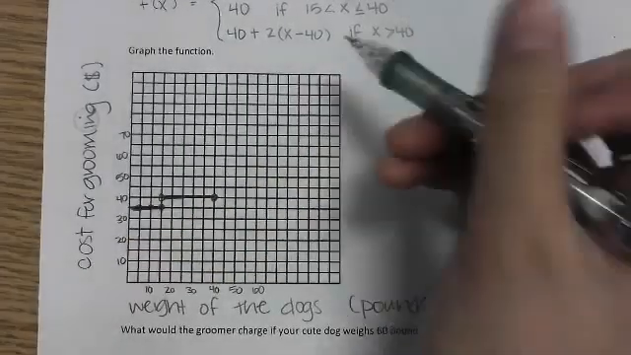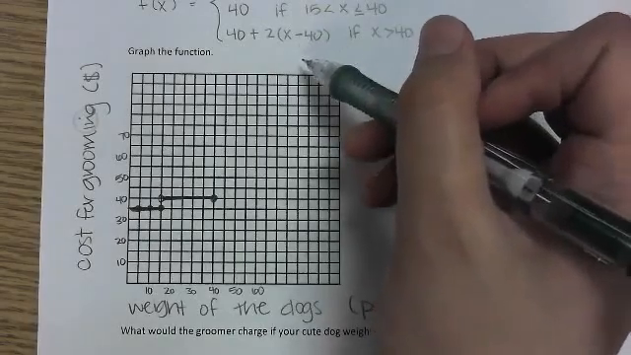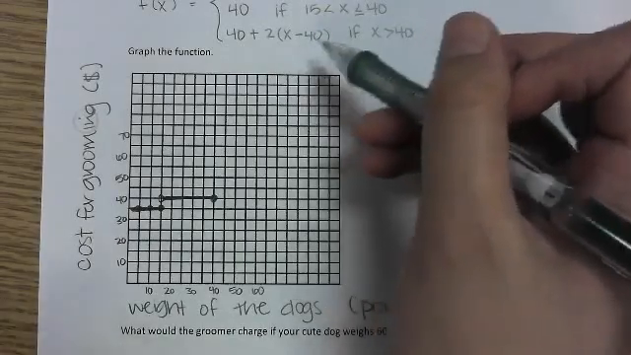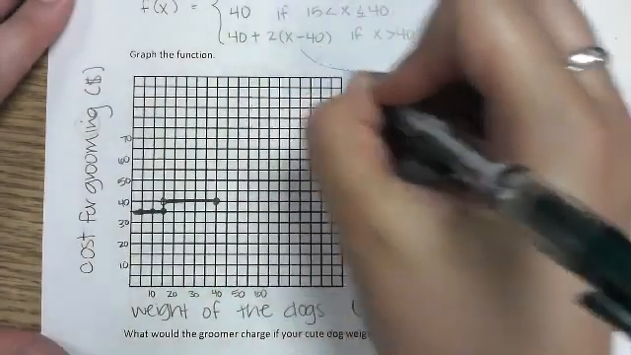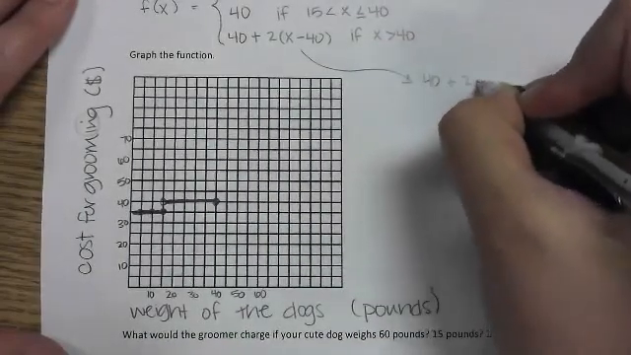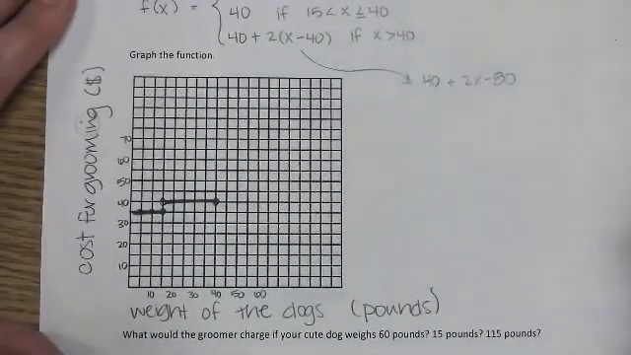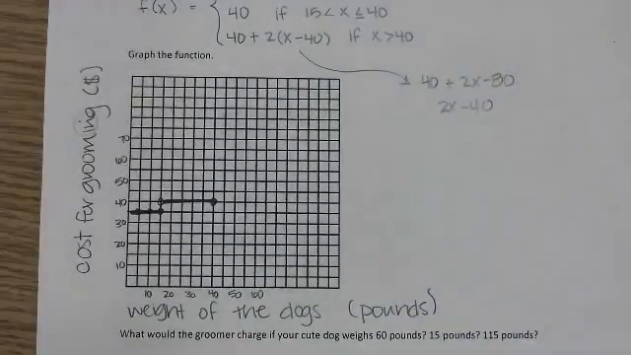Okay. Now this one, you can probably tell it's going to be a linear function. And if you try to simplify it so you can write it in y equals mx plus b, I'll show you the math over here. 40 plus 2x minus 80. That means we're going to be trying to graph 2x minus 40. That's going to be hard to graph because we have a y-intercept that's negative. We don't even have that drawn.